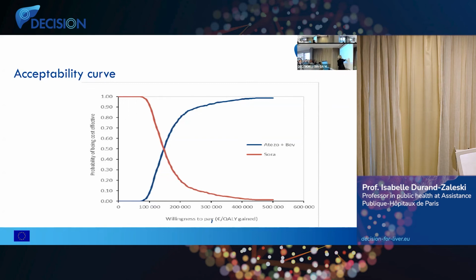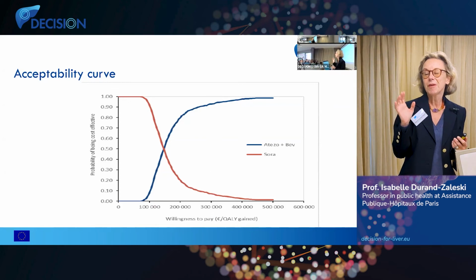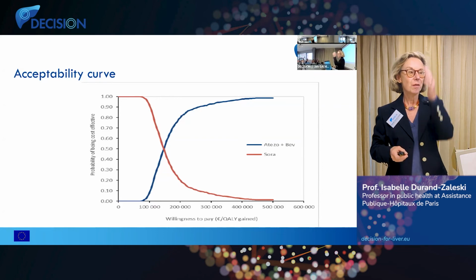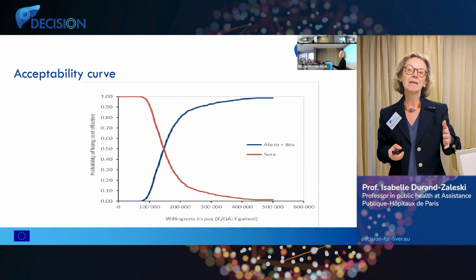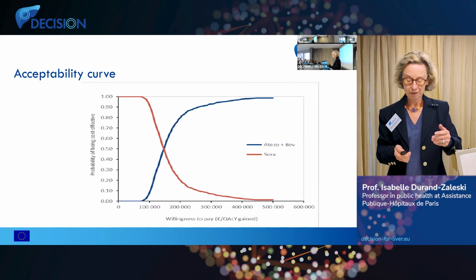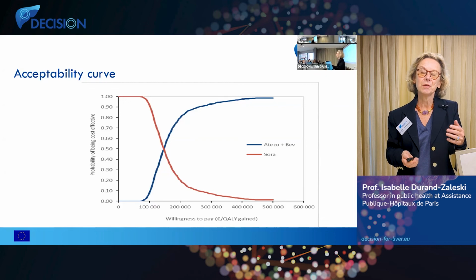If you have 300,000, you can go to Tecentriq. So this is how you read it, but roughly it's the same data, just presented in a different manner. But you decide how much you're willing to pay for 1 year of life, and you get the answer to your question, what should I do?